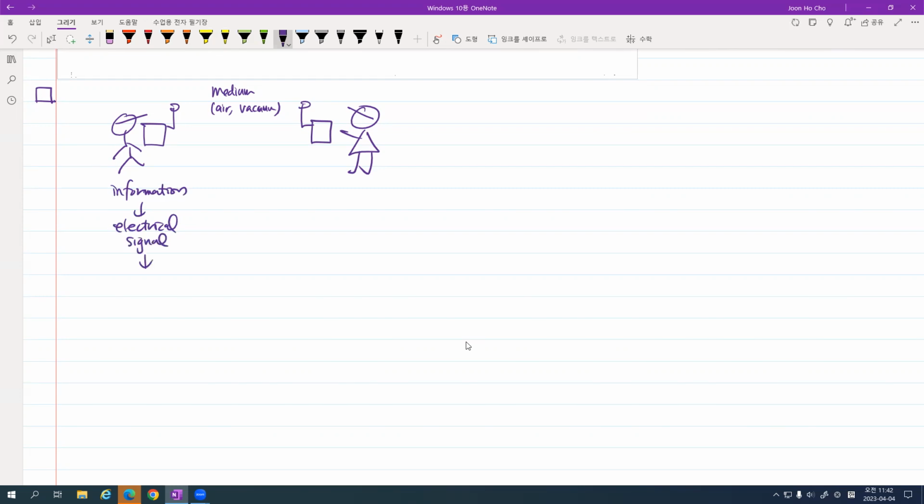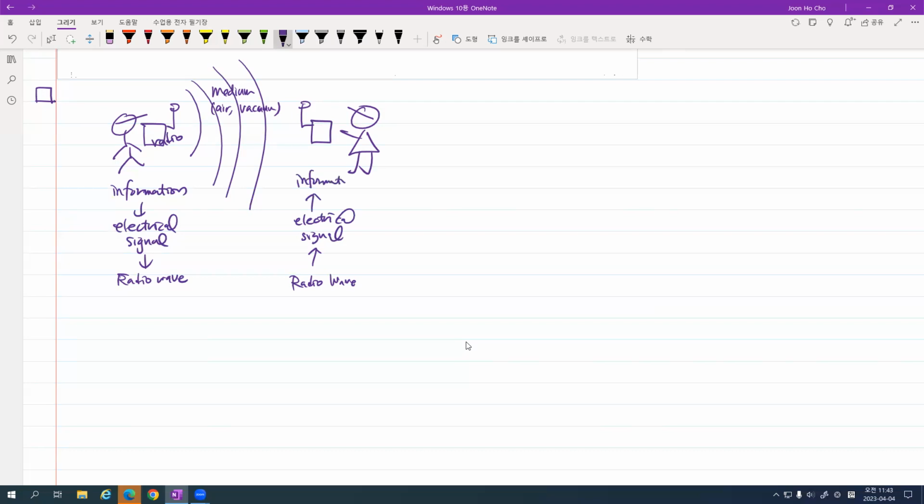And then this radio, actually, radio is a communicator, it's not what you would call a radio, okay? And this is converted to radio wave. Then it propagates through the medium. And then your receiver does what? It receives the radio wave and converts it to electrical signal. And eventually, your information is recovered.